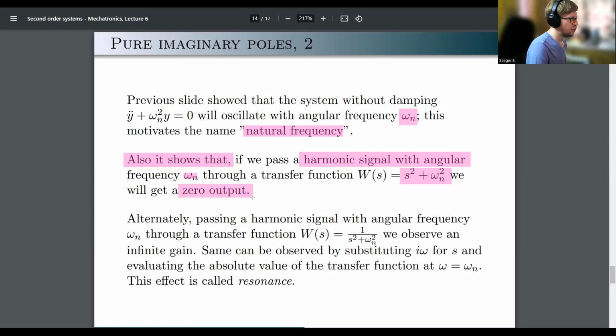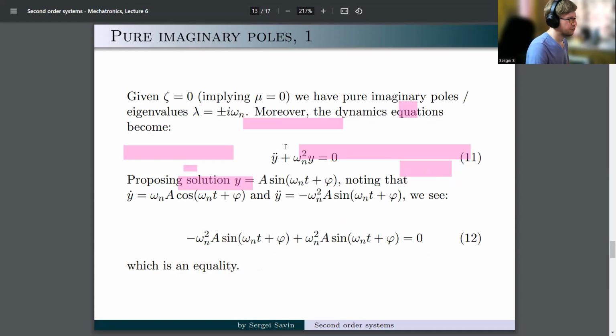we get 0 output. Okay. So what is this transfer function? Well, I got this transfer function by just finding the transfer function for this system, and essentially it is a transfer function from u to y. Okay, from u to y.